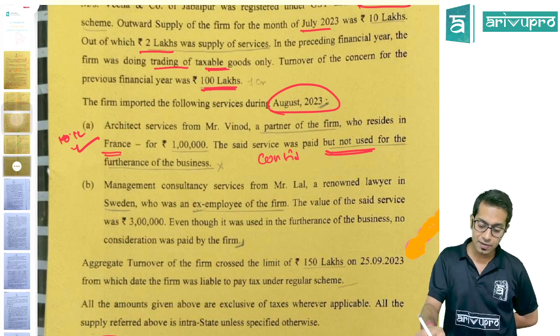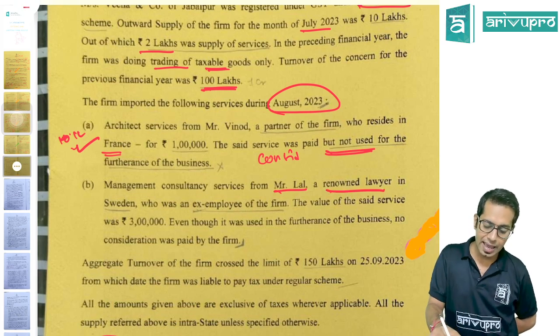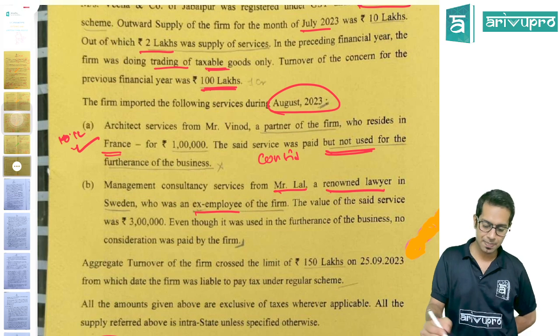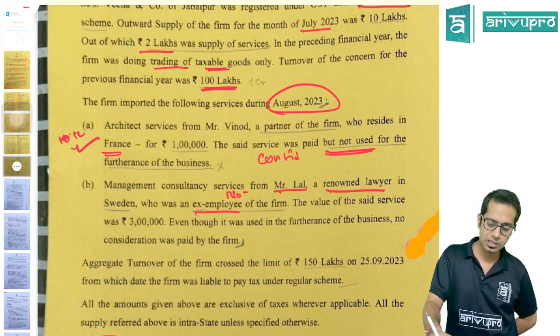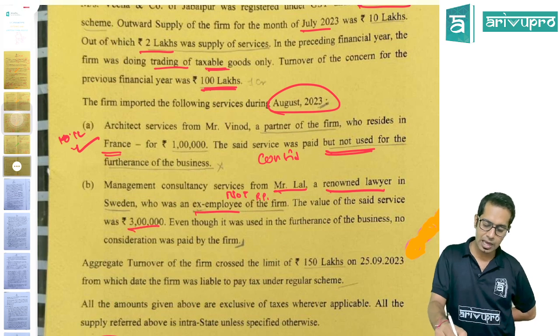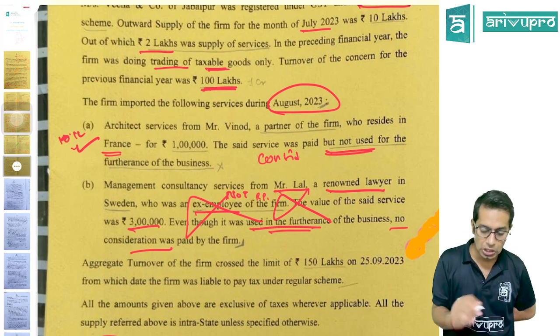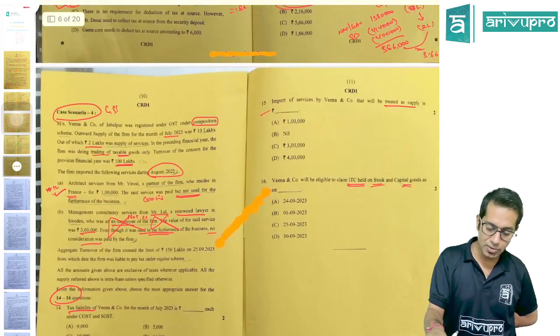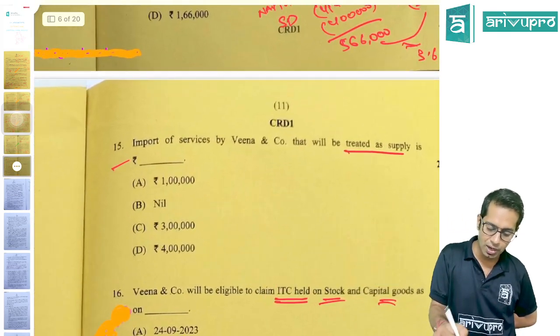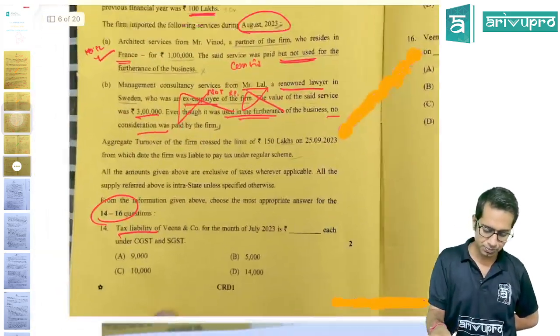Management consultancy services was imported from Mr. Lal, a renowned lawyer in Sweden, who is an ex-employee. An ex-employee is not a related person. The value of the said services was 3 lakh rupees. Even though it was used for business purpose, no consideration was paid. If no consideration was paid, it is not a supply. So in the present case, for the second question, what is the value of services? The value of importation of services is 1 lakh rupees.